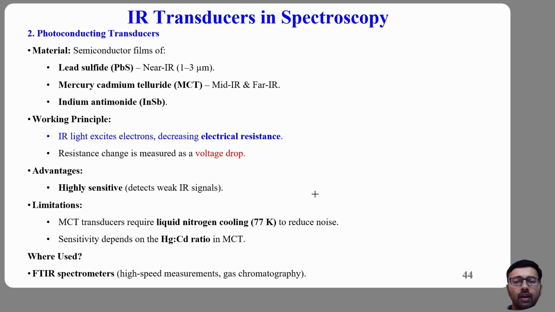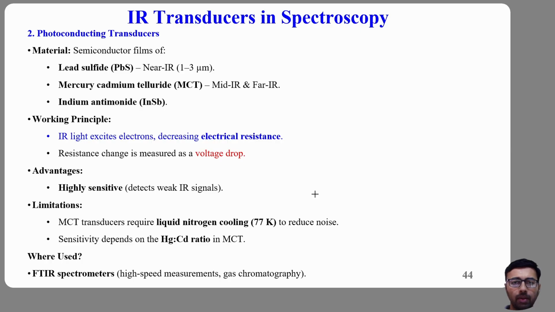When infrared radiation strikes the semiconductor, electrons gain energy and move into conductive states. As a result, electrical resistance of the material decreases dramatically. We measure this resistance change as an electrical signal. Photoconducting detectors are extremely sensitive, very fast, and excellent for high speed FTIR measurement. They are also widely used in gas chromatography IR systems and advanced analytical instruments.